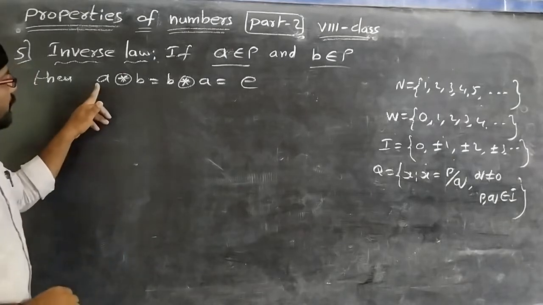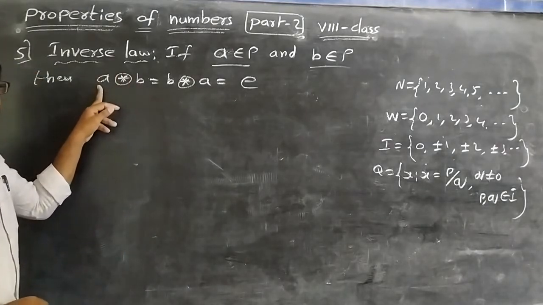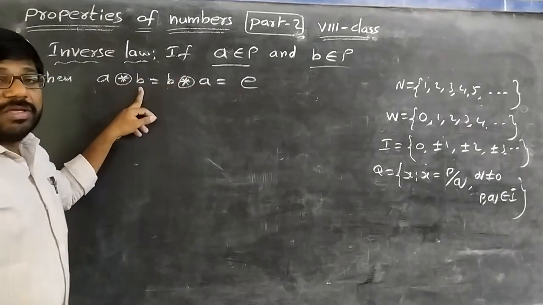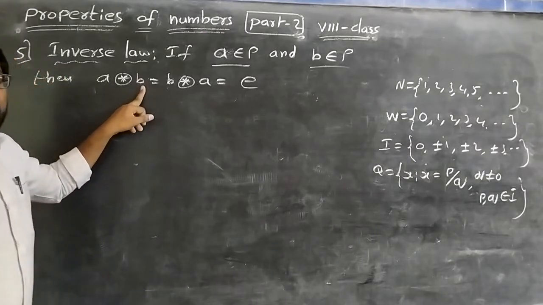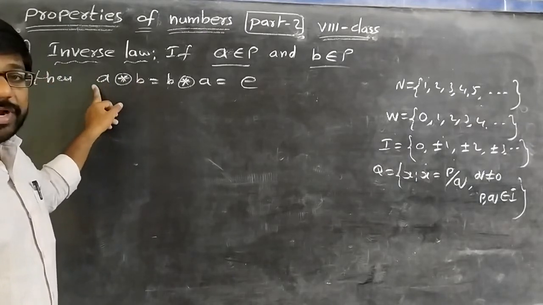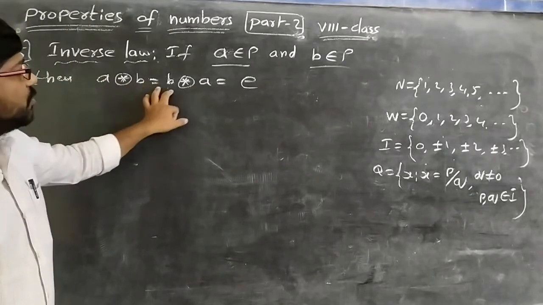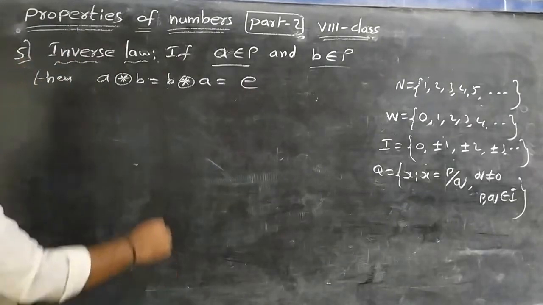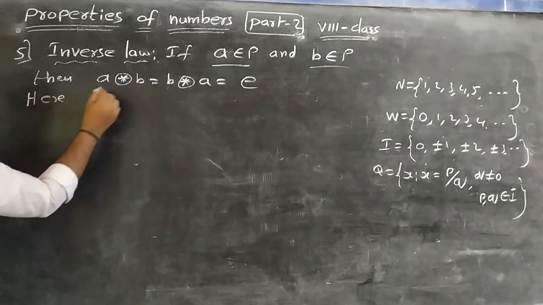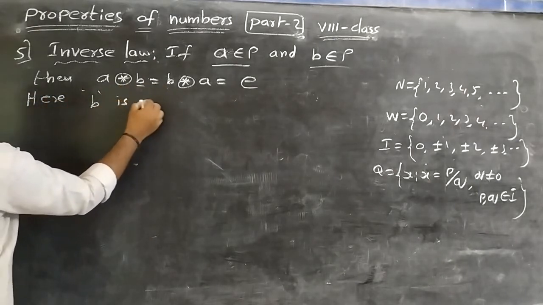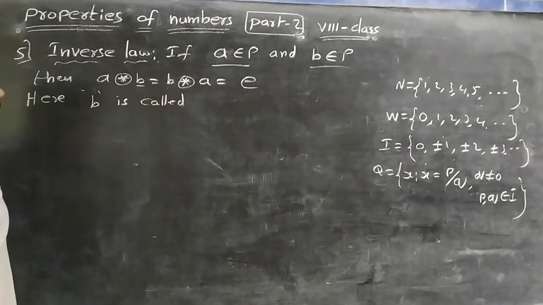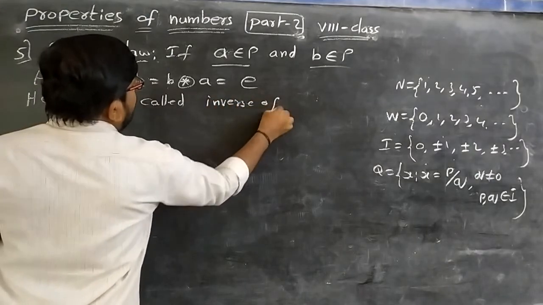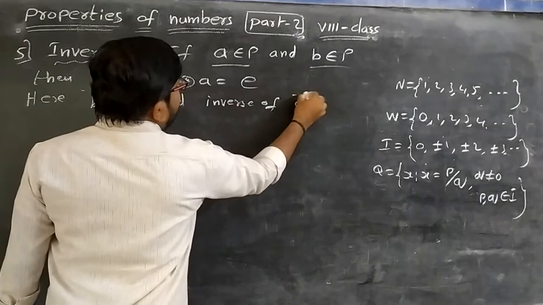See here, B is called the inverse of A and A is called the inverse of B. So A and B are inverses to each other. A ki inverse B avutundi, B ki inverse A avutundi, right? So both are inverses to each other, and finally we get an identity element, right? Here B is called the inverse of A, right?